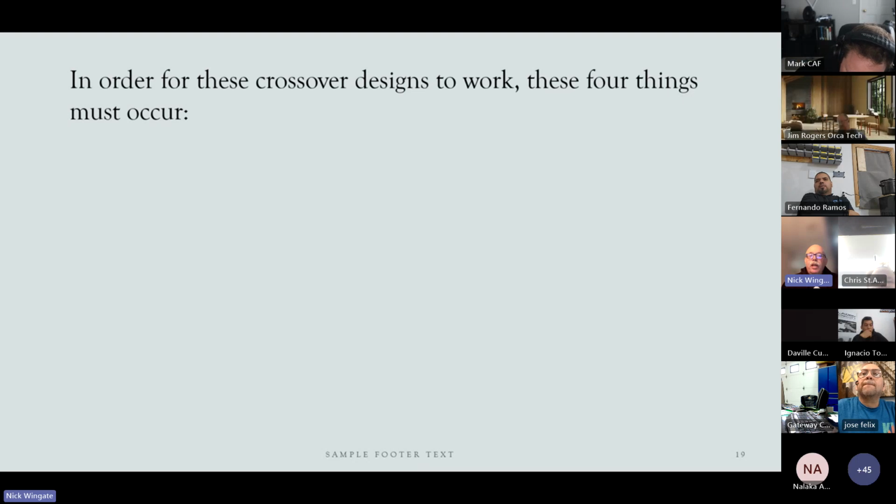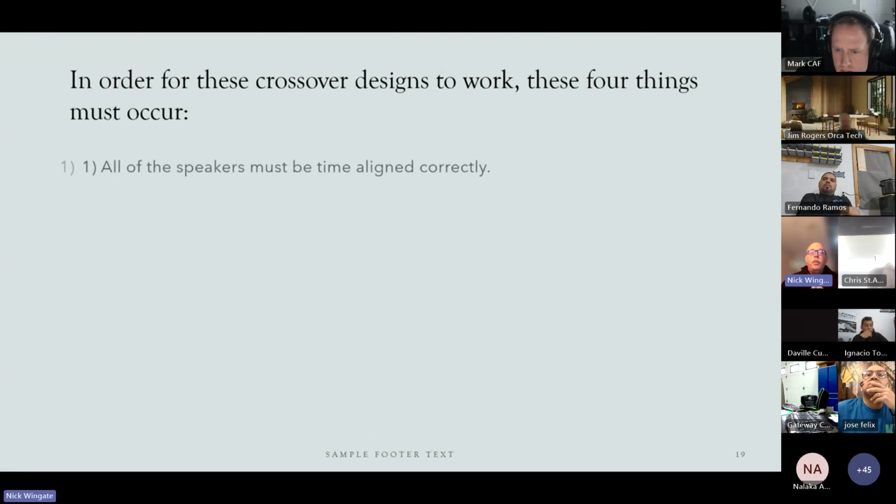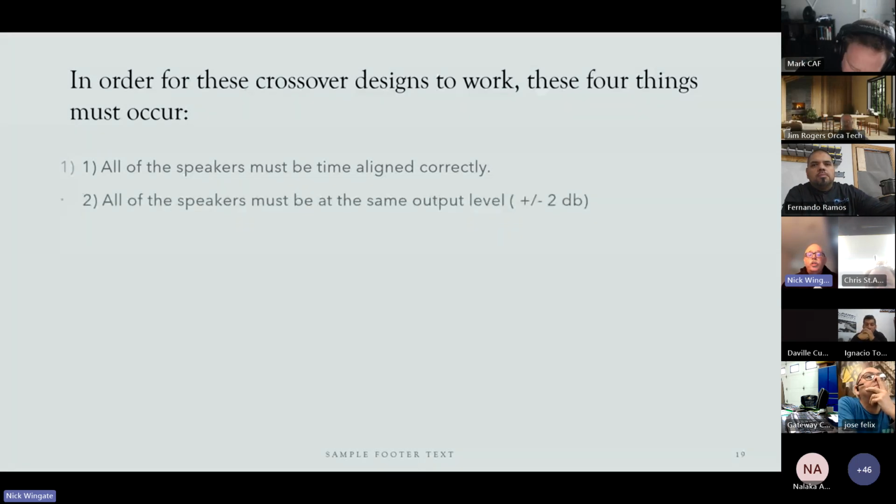Now, I will tell you, in order for these designs to work, there are 4 things that have got to occur. Number 1, all the speakers have got to be delayed correctly or time aligned correctly. That's one of the things that must take place, okay? So you want to make sure that all of the speakers are aligned and time aligned correctly. 2, all of the speakers really need to be close to the same output level. If you can get everything within plus or minus 2 dB, that's great. I've done it with plus or minus 4, and it will still work.